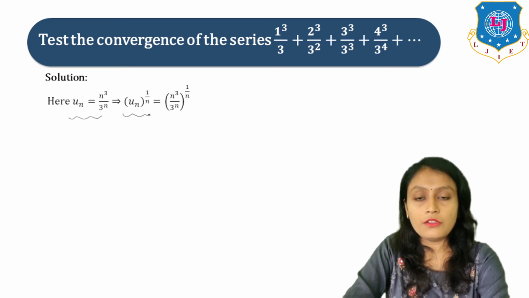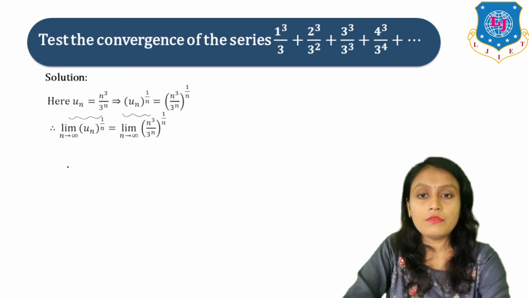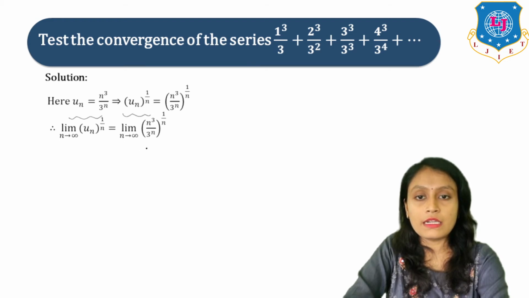Now first we will find u_n raised to 1 upon n. So this is u_n, that is (n^3 upon 3^n) whole raised to 1 upon n. Now we will find the limit. So limit n tends to infinity of u_n raised to 1 upon n equals limit n tends to infinity of this term, right? Now this n will get cancelled from here and what we have is limit n tends to infinity of n raised to 3 upon n upon 3.